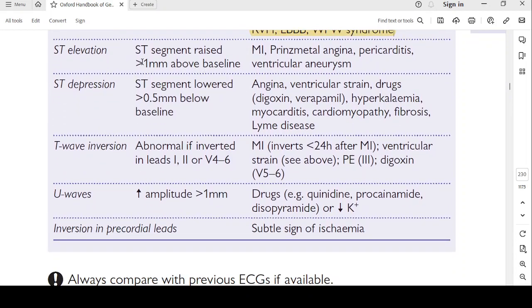ST elevation. So ST segment is raised more than 1 millimeter above the baseline. So what is an elevated ST segment? That is, it should be at least more than 1 millimeter above the baseline. So more than 2.5 small squares above the baseline. And the causes are MI, Prinzmetal angina, pericarditis, ventricular aneurysm.